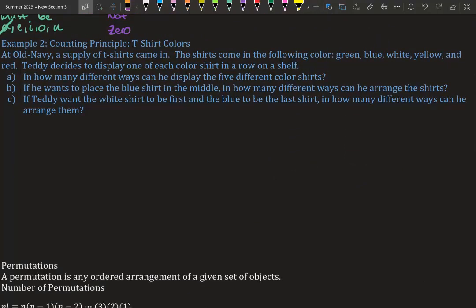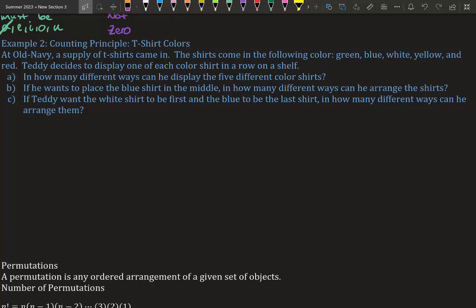All right, counting principle. At Old Navy, a supply of t-shirts came in. The shirts come in the following colors: green, blue, white, yellow, and red. Teddy decides to display one of each color shirt in a row on a shelf. In how many different ways can he arrange the 5 different colors? If he wants to place the blue shirt in the middle, in how many different ways can he arrange the shirts? If Teddy wants the white shirt to be first and the blue shirt to be last, in how many different ways can he arrange them?